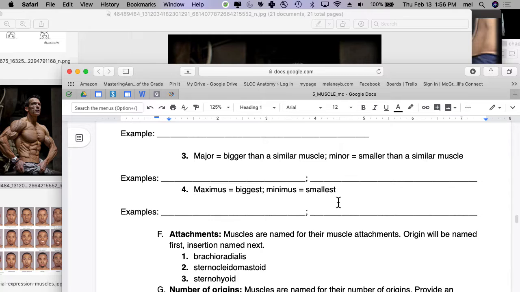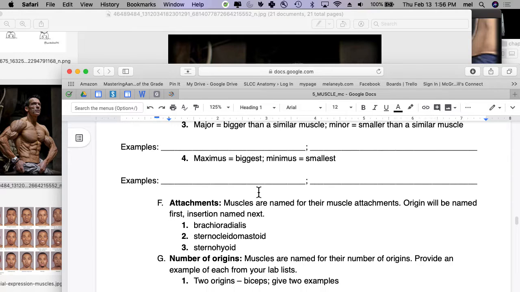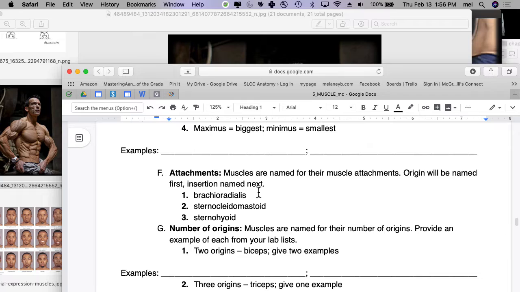But it's really easy to tell the pec major from the pec minor, right? Okay, but what about Maximus, Minimus? Maximus is the biggest, and Minimus is the smallest, and sometimes there's an intermediate one in between them. Do you know any Maximuses? Gluteus. Yeah, good. You guys know gluteus, maximus, medius, and minimus. Those are all with reference to one another. The biggest, the middle, the smallest.